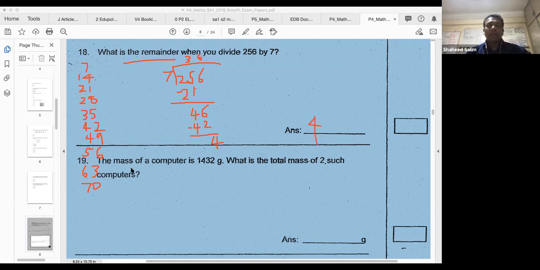Now the next one, they ask, the mass of a computer is 1,432 grams. What's the total mass of 2 such computers? 1, 4, 3, 2 times what? Times 2. So 2 times 2, 4. 3 times 2, 6. 4 times 2, 8. 1 times 2, 2. So this is your answer. That's all. 2,864 grams.